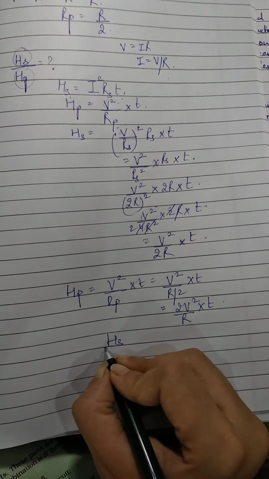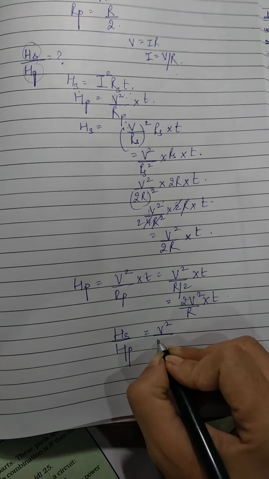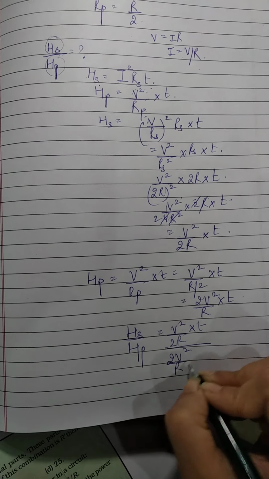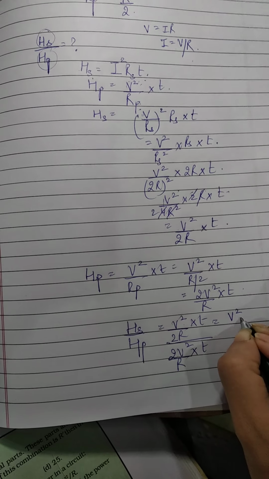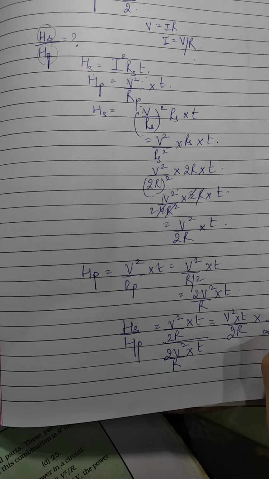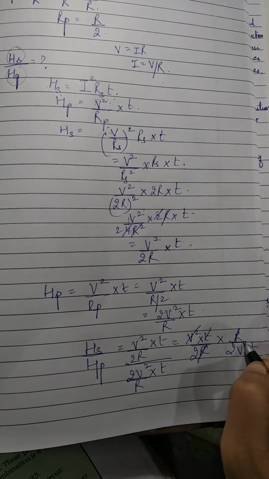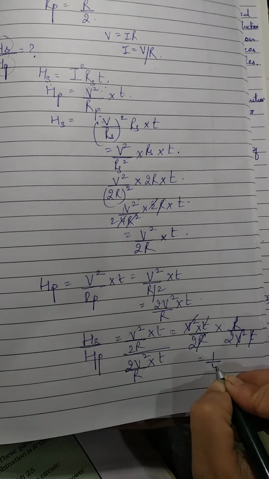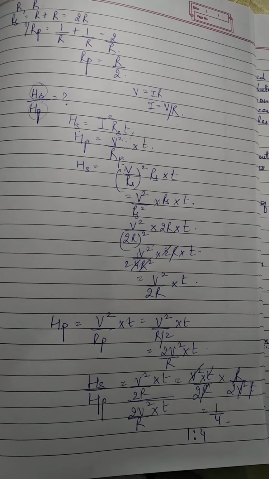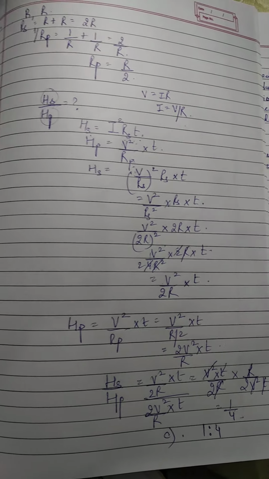Now, ratio Hs upon Hp is V square upon 2R into T divided by 2V square upon R into T. So we have V square into T upon 2R into R upon 2V square T. Right? This R and R gets cancelled. V square T gets cancelled. We are left with 1 upon 4. So the ratio obtained of the heat produced in series combination to that in parallel combination is 1:4. So our option C is correct in that case.